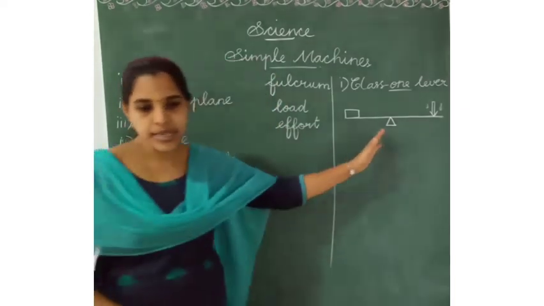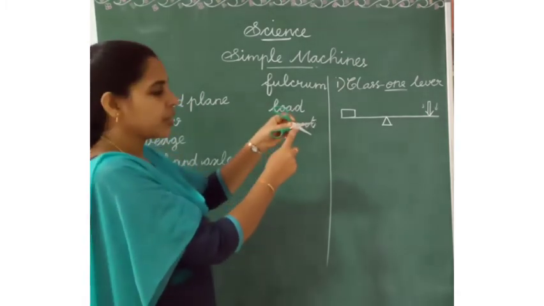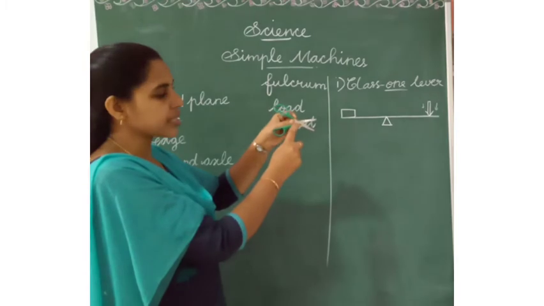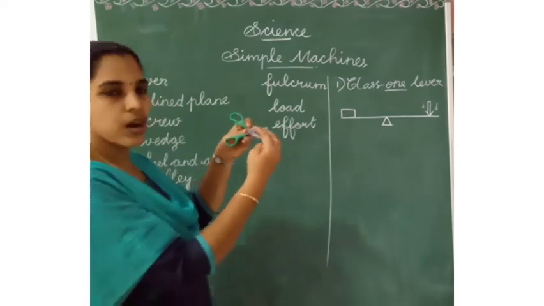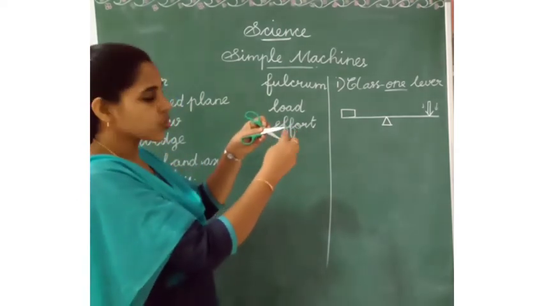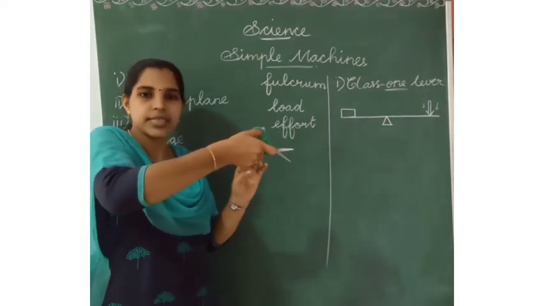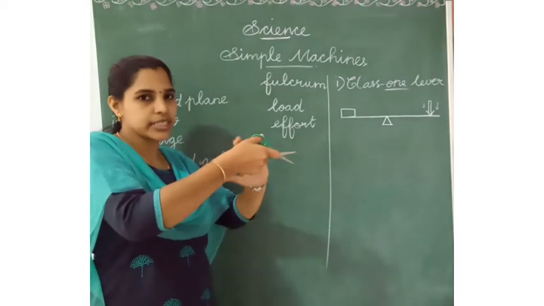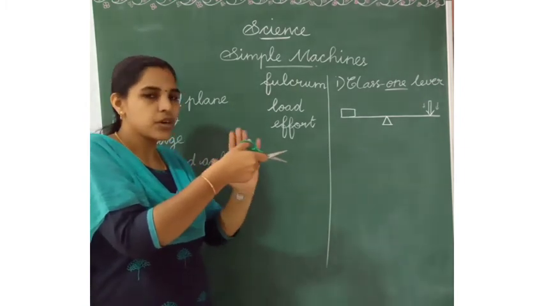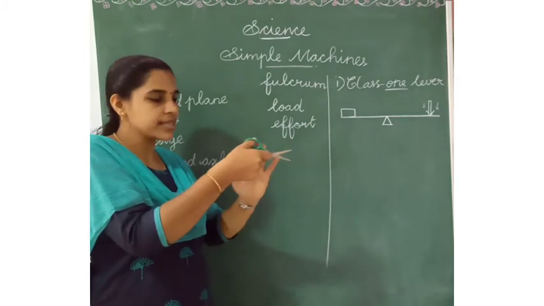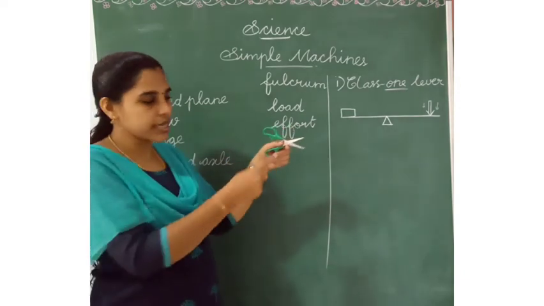For example, this is a scissor. Where is the fulcrum? The fulcrum is in the middle. It is the fixed point. When we cut paper or cloth, the load is at one end and we give the effort at the other end. Effort and load can change, but the fulcrum will not change its place. The fulcrum is the fixed point. Did you understand this example?